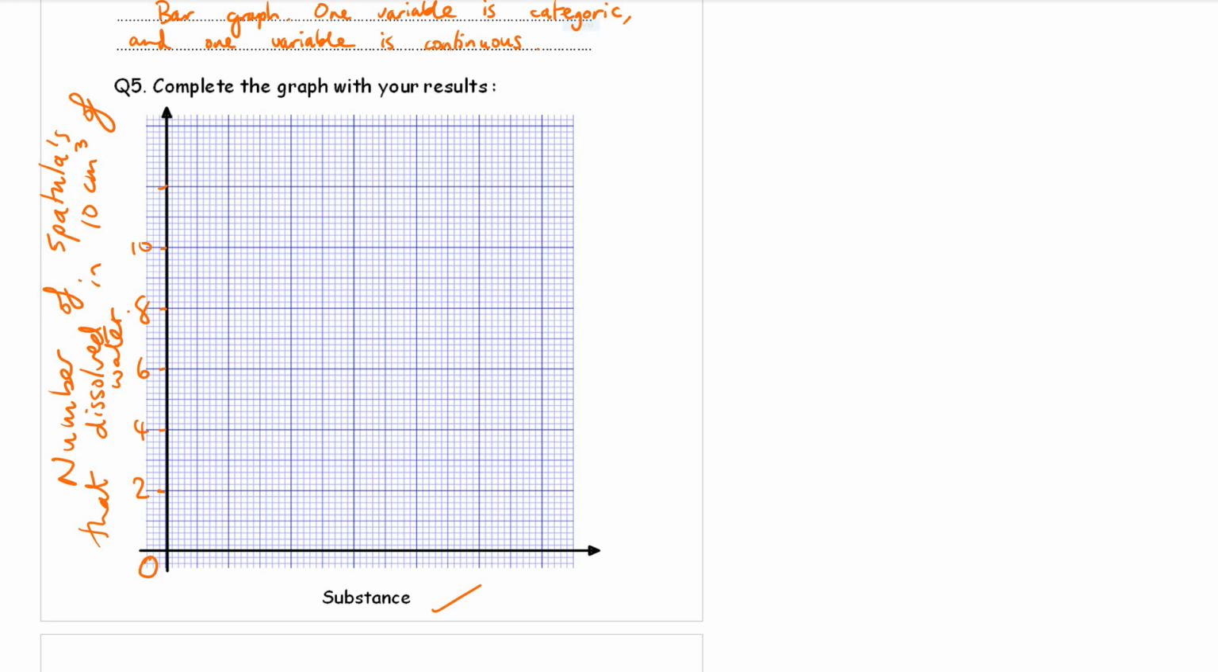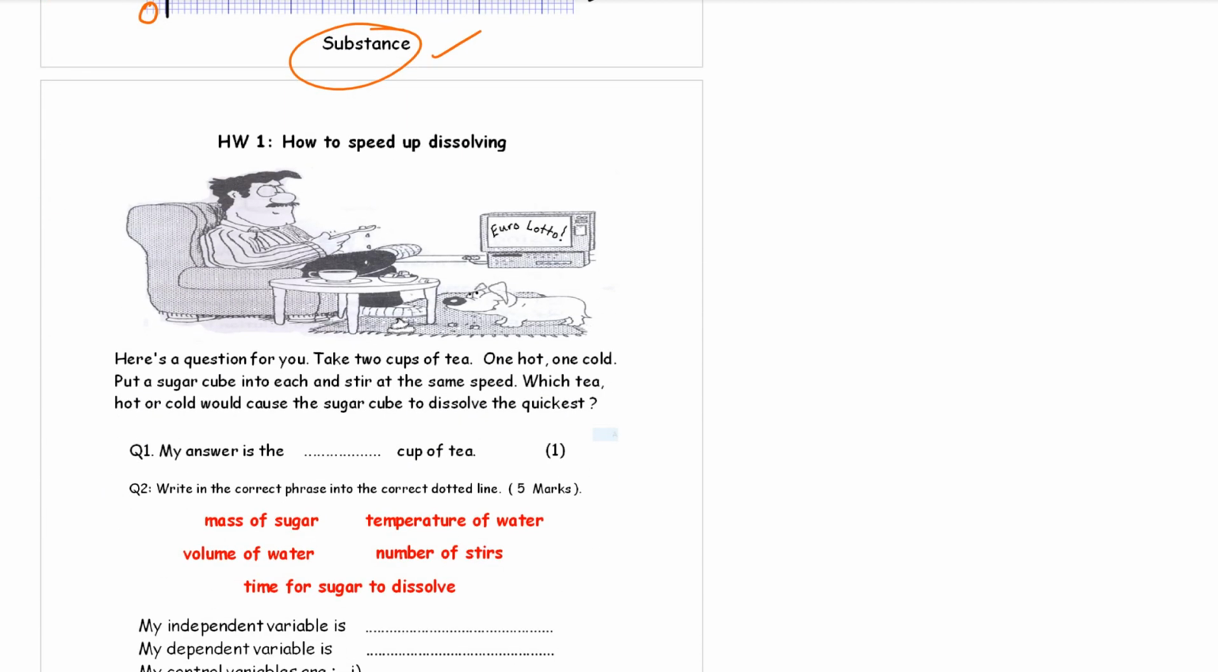Now you should be thinking about bar graphs. You need to be using a ruler. The widths of the bars need to be the same, and you need to be identifying what the substance is, whether it's sugar or alum. We've done these before. You should be able to handle a bar graph by now. Use a ruler, please. So let us move on.